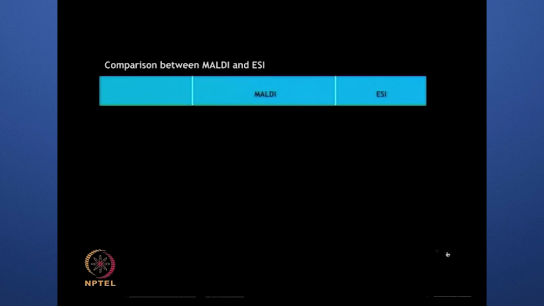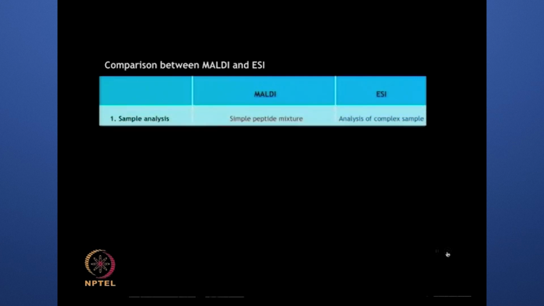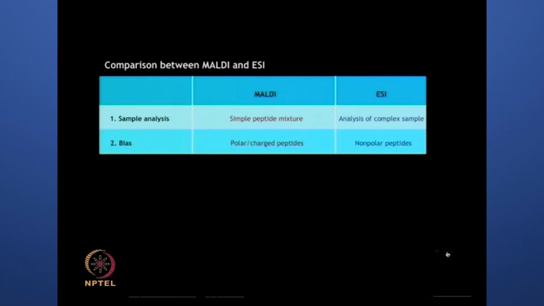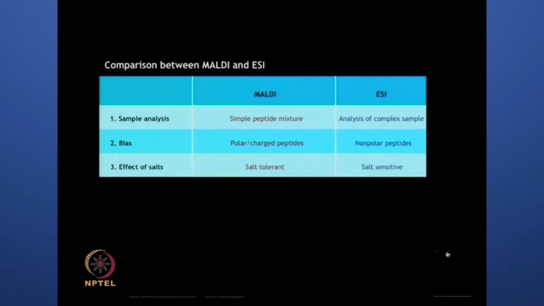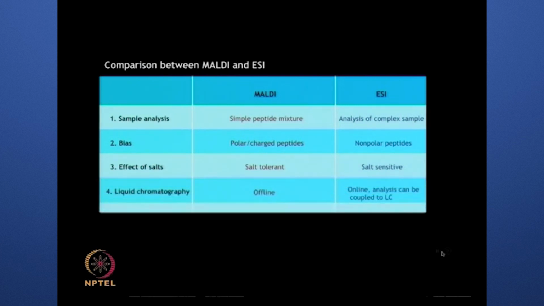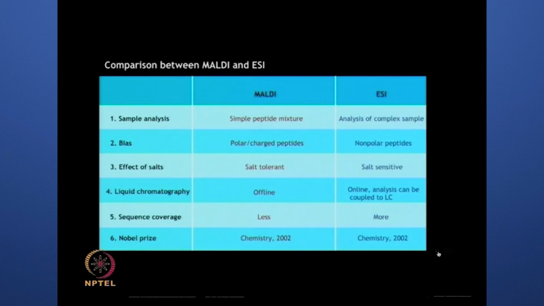Let us have a comparison between MALDI and electrospray ionization and discuss their pros and cons, which can be used for the analysis of different types of protein samples. In MALDI, the sample analysis is for simple peptide mixtures, whereas ESI can be used for the analysis of complex samples. There is a bias towards polar or charged peptides in MALDI, whereas it is towards non-polar peptides in ESI.